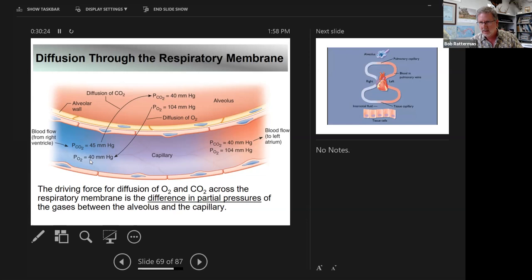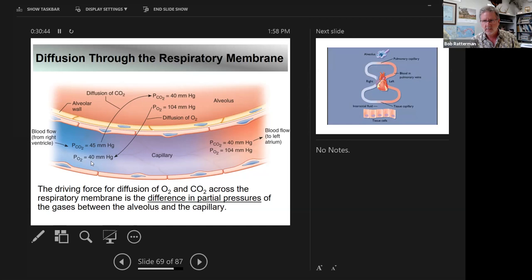So if my question to you is, how much O2 will move into the blood from the alveolus? How high can the PO2 go here? How high can we go? From 40 up to what?